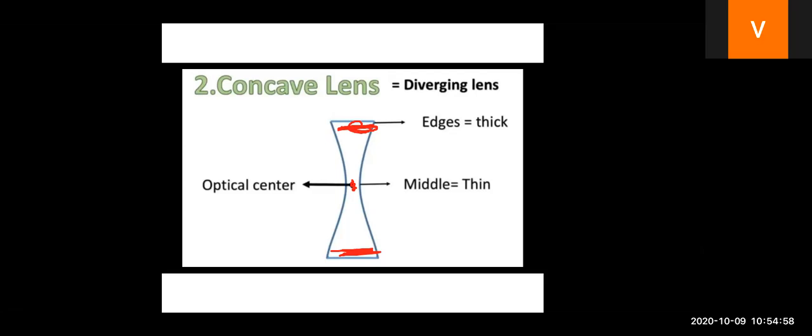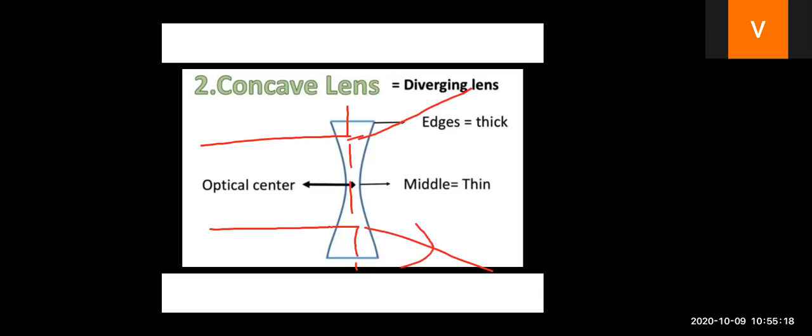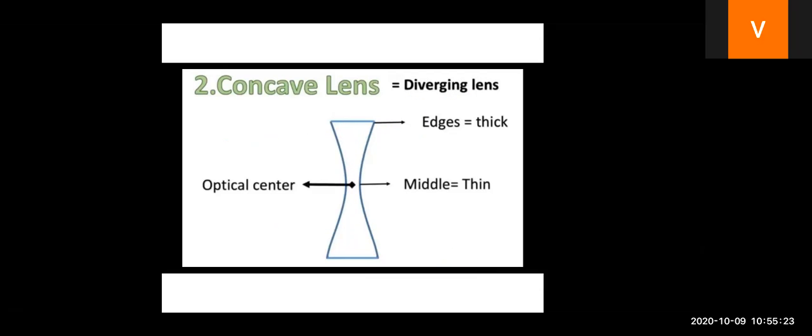And a concave lens is also known as a diverging lens because it diverges the incident rays, because it spreads out the incident rays. For example, the incident rays are coming like this from the left. So it is going to diverge them out. It is going to spread them out, right? So a concave lens is also known as a diverging lens.